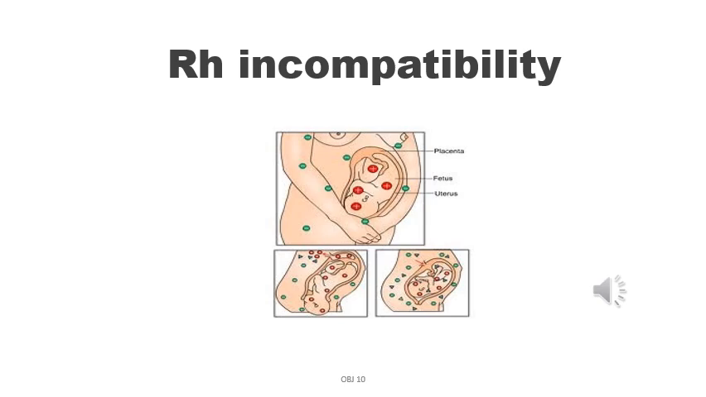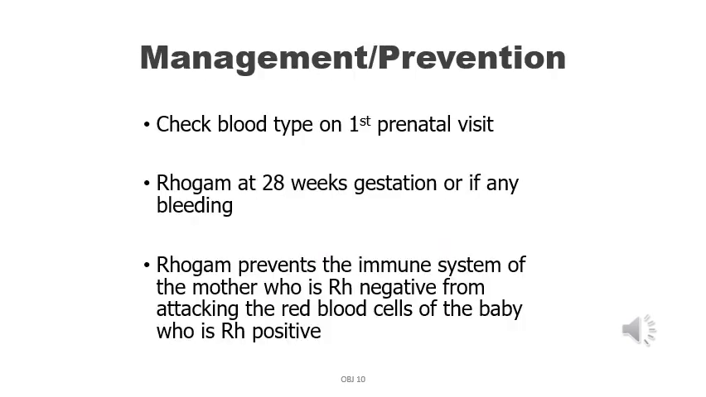Next, we're going to go back over Rh incompatibility. I know we've talked about this a lot. This is when blood mixes between the mother and the fetus, and the mother becomes sensitized and makes antibodies against the Rh antigen. Later, these antibodies may cross the placenta and attack future babies' fetal red blood cells. Management and prevention: you're always going to check blood type on the first prenatal visit. You will give RhoGAM at 28 weeks gestation to any woman that is Rh negative, or at any time she has any bleeding throughout her pregnancy. Remember, RhoGAM prevents the immune system of the mother, who is Rh negative, from attacking the red blood cells of the baby, who is Rh positive.